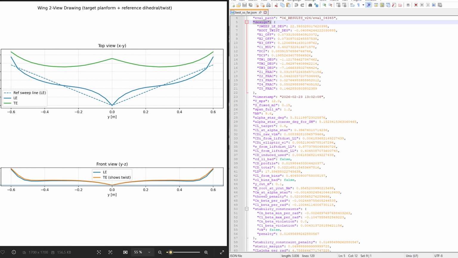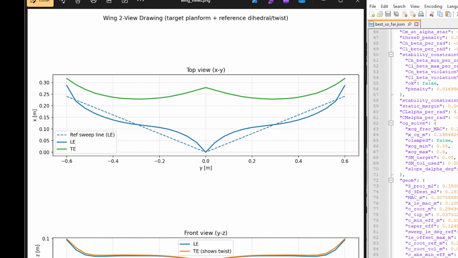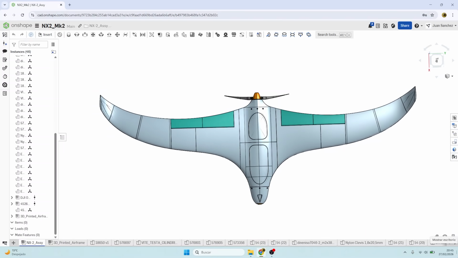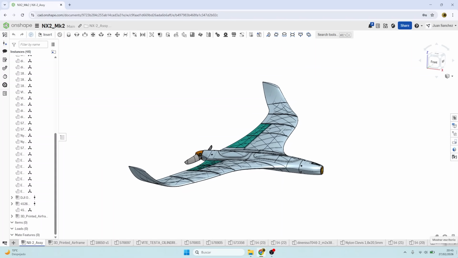But a set of optimized parameters isn't an airplane yet. To build it for real, I need a proper, detailed 3D model, so I spent quite some time turning the result into a fully 3D printed modular design.